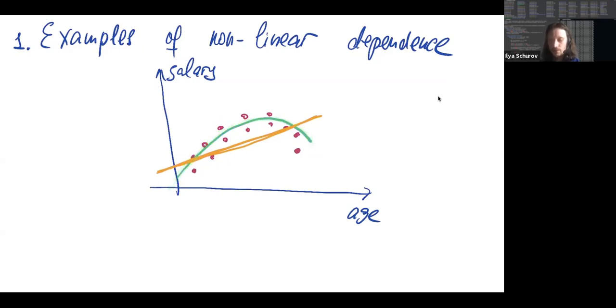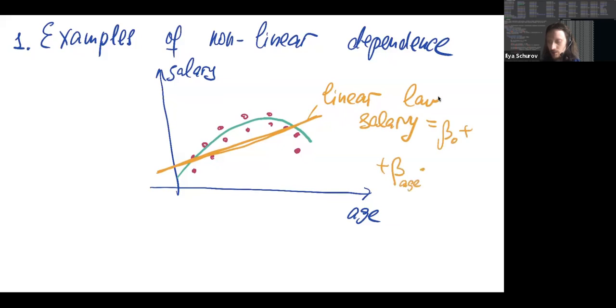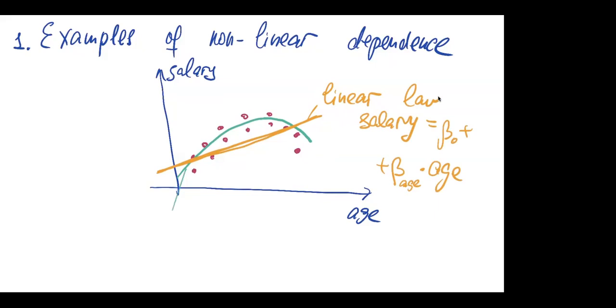Do you know any kind of mathematical functions that can be visualized by a graph that looks like this green line? Any ideas, any candidates for this kind of function? So this is the linear law. This is like salary equals some beta naught plus some beta age times age, right? And what about this line? Are there any ways to describe this line as a function? Maybe it kind of looks like an upside down parabola.